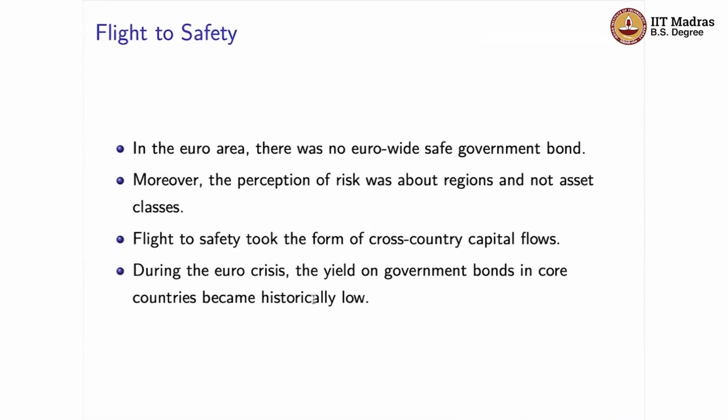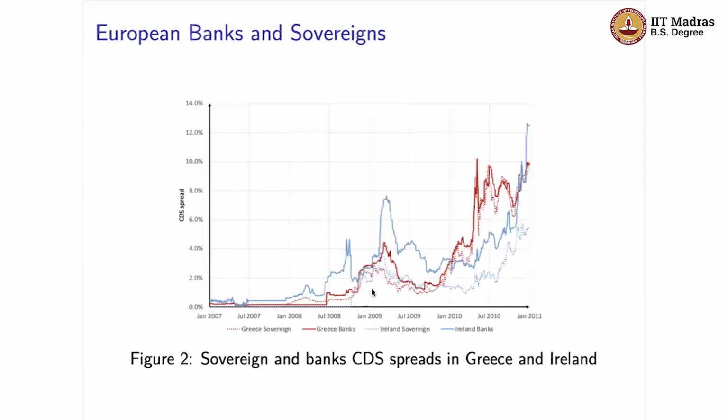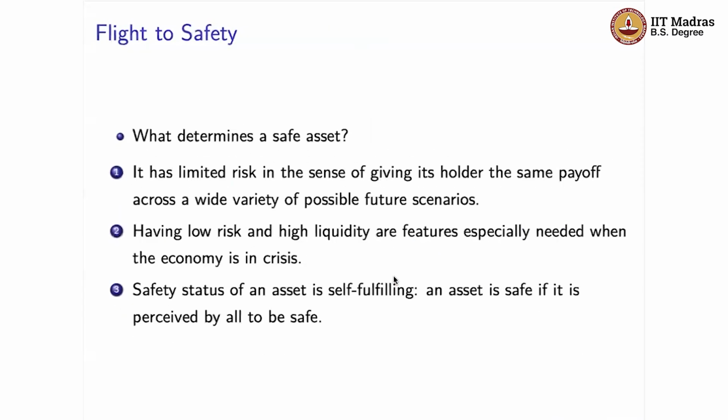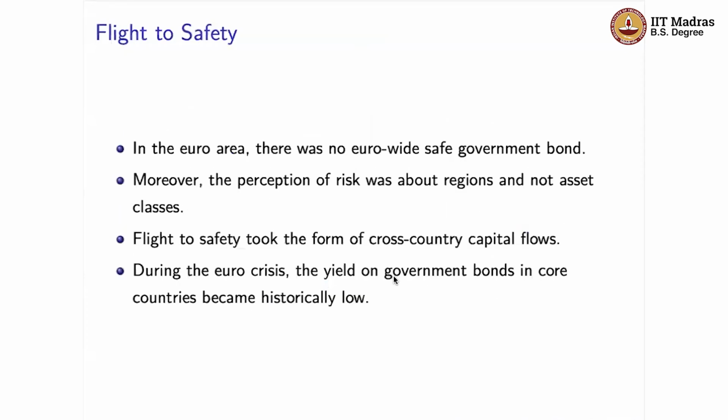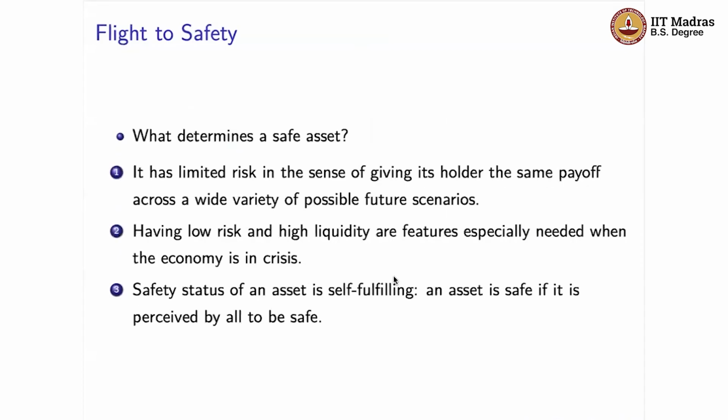So during this Euro crisis, the yield on government bonds in the core countries became historically low at the same time as the interest rates in these other countries were going up, right? This also leads us to think about the fact that whenever you've got this flight to safety, investors at moments of trouble want to switch towards safe assets. And we have been thinking about safe assets quite a lot in our course, right? But that makes us think a bit more about what we actually mean by safe assets, right?